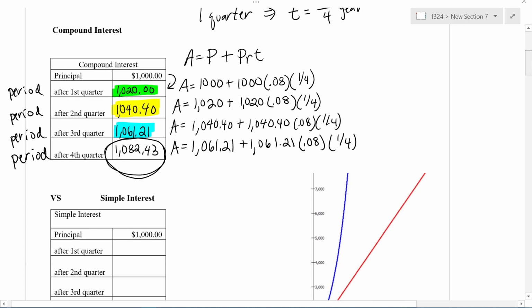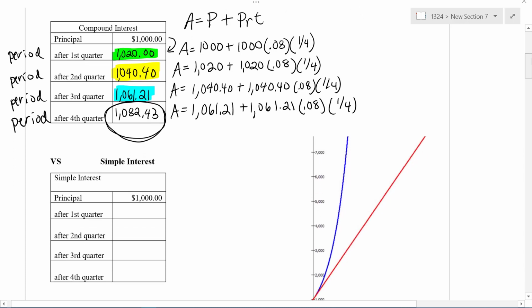Okay, let's compare this to simple interest. What happens with simple interest that doesn't happen with compound interest? When we're talking about simple interest, we only get to earn interest on the original principal. That means you do not get to reinvest the interest that you earned from the previous quarter. So how much do we have after the first quarter?